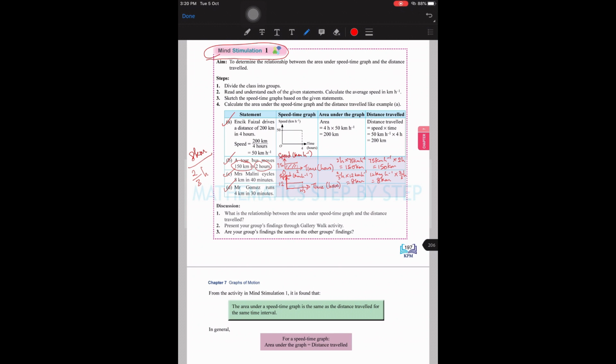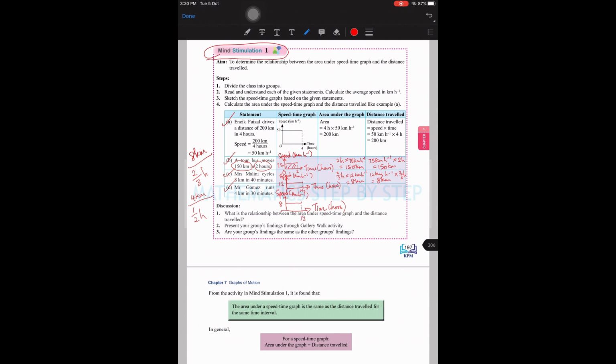Mr. Gomez runs 4 km in 30 minutes. Okay, so 30 minutes is half hour and distance traveled is 4 km. So speed is 4 km divided by half hour, which is 8 km per hour. Okay, so speed here in kilometer per hour, then time in hours, so here is 8. Okay, then here is 1 over 2.